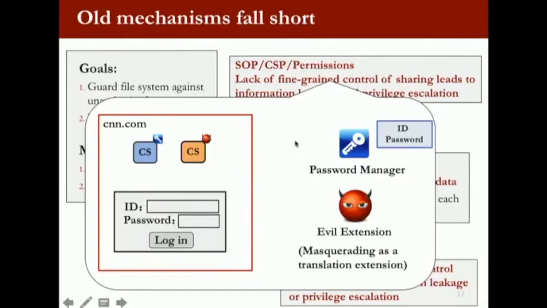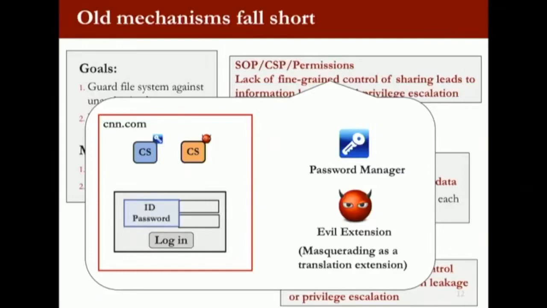Now, the user installs a password manager. The first time it sees the password, it stores the username and password in local storage, and the next time the user goes to the same page, the password manager loads the password and fills it in for the user. At the same time, the user installs another extension that's actually malicious, called evil. It's a translation extension that happens to be doing extra stuff on the side. So when the user goes to cnn.com, the password extension reads the password from local storage and sends it over to the content script, and then the content script fills in the password on the user's behalf.